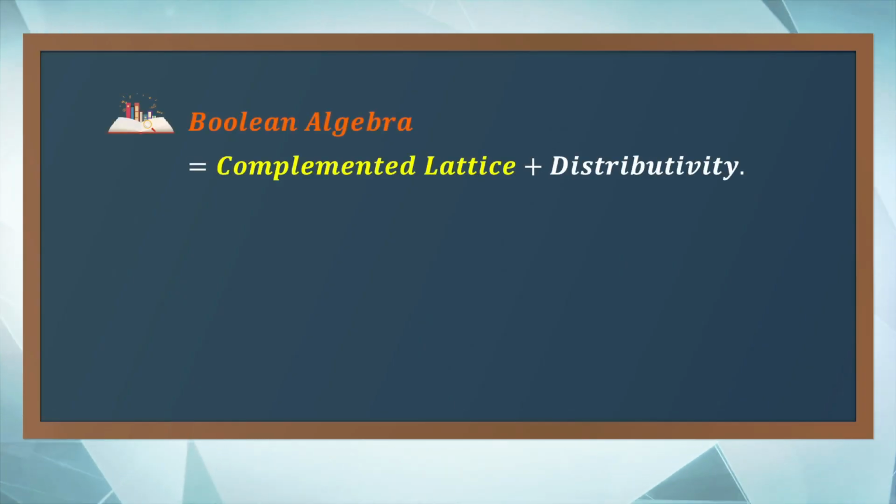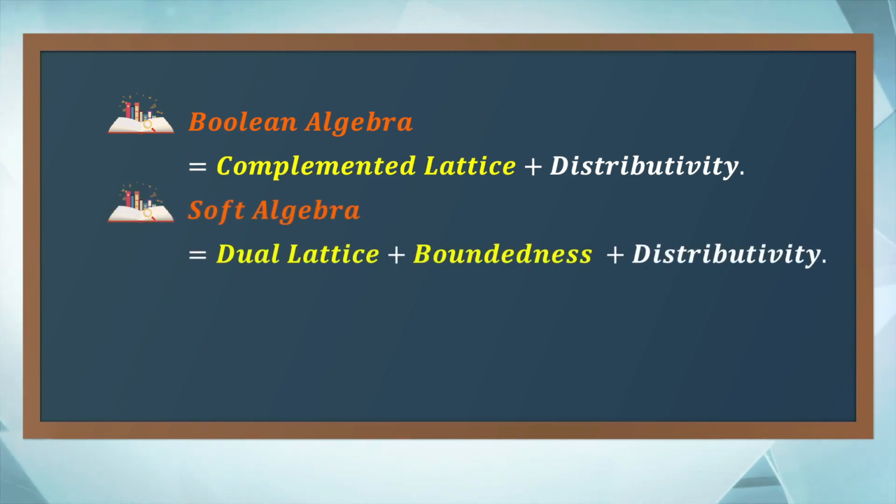First, Boolean algebra. A Boolean algebra is a complemented lattice together with distributivity. A complemented lattice must be bounded. A lattice is bounded, that is, it has the greatest element and the least element. Next, soft algebra. A soft algebra is a dual lattice together with boundedness and distributivity. A dual lattice is a lattice that obeys the double negation law and the De Morgan laws.